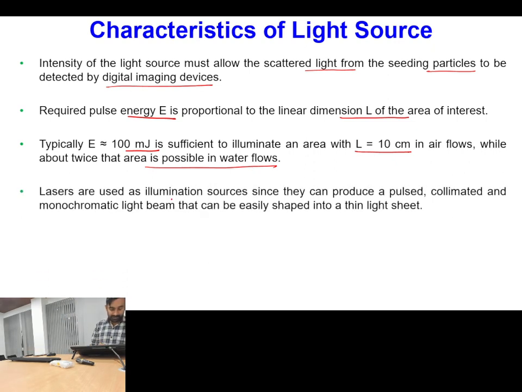Then lasers, which are used as the illumination source, can produce a pulsed, collimated and monochromatic light beam. Why is this needed? Because if light is not collimated or monochromatic, it may happen that some particles appear brighter and some particles appear with low intensity. Almost all the particles should appear with the same intensity. That's why your light should be monochromatic. Okay.